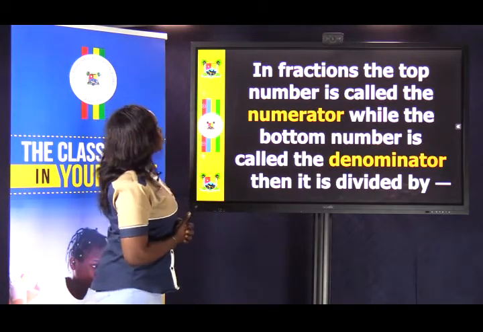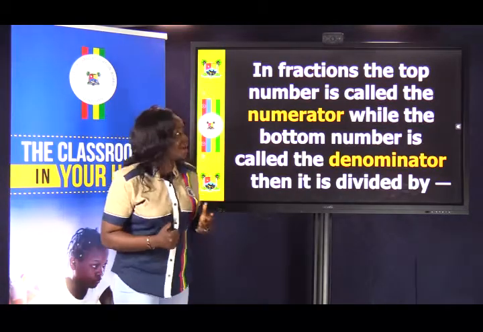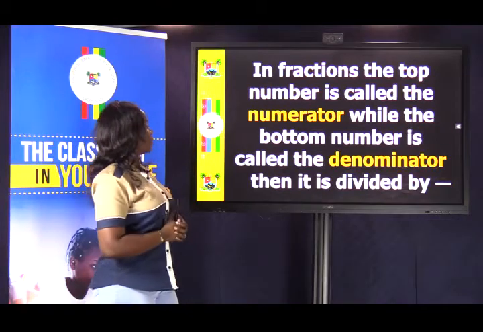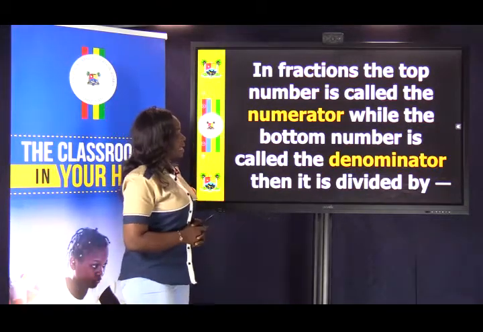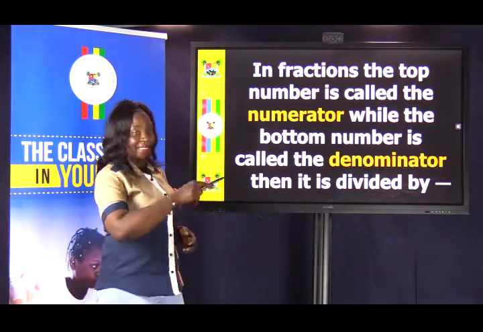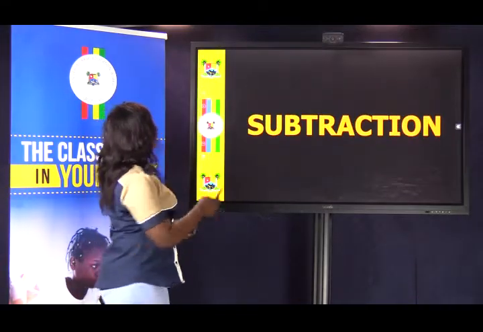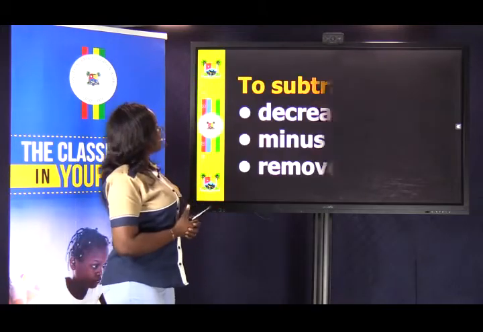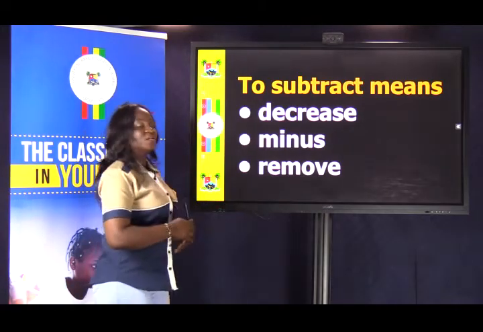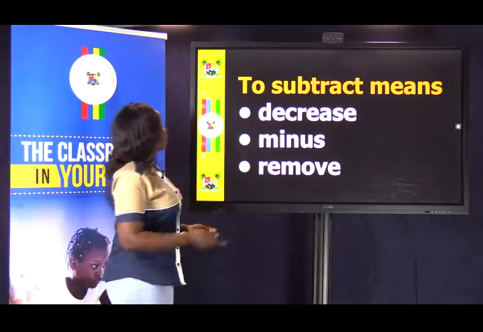In fractions, the top number is called the numerator, while the bottom number is called the denominator, and they are separated by a dash. We know that already. Subtraction. To subtract means to decrease, to minus, to remove.